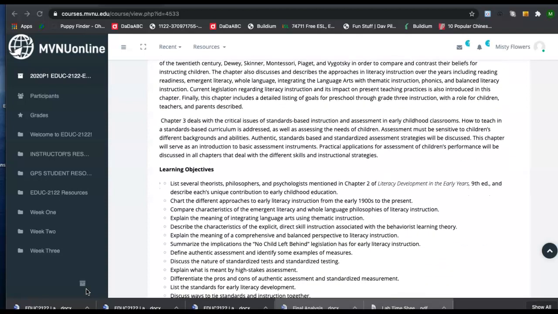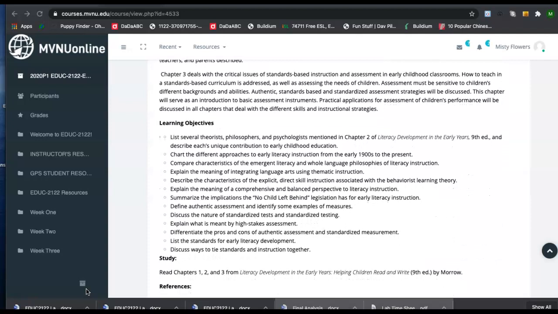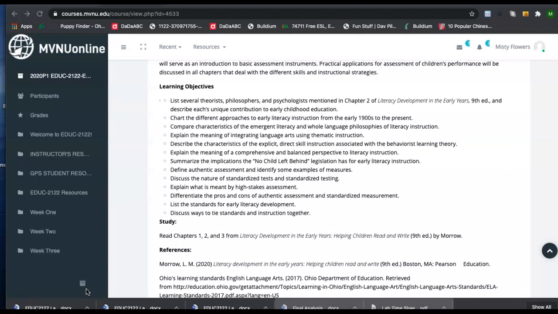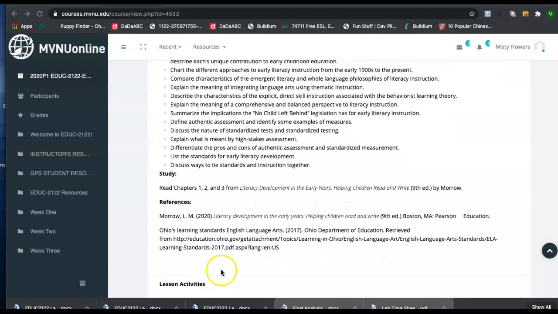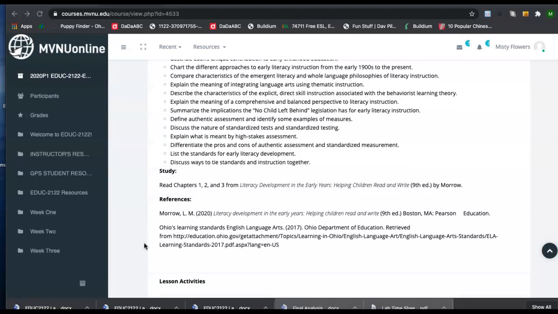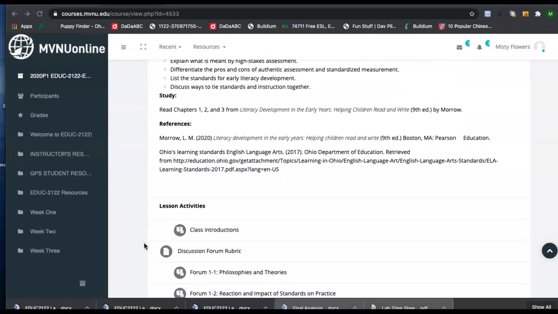Here are the learning objectives. And here's our references. Literacy Development in the Early Years: Helping Children Read and Write. Again, it's the 9th edition. And this is a link to the Ohio Learning Standards for English Language Arts, which you're going to need in the discussion forums.